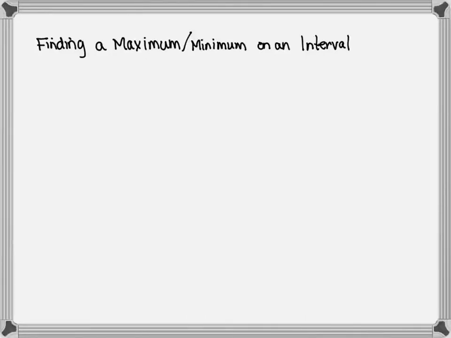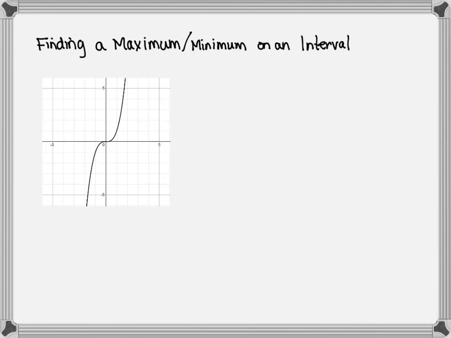Cubic functions don't have absolute maximum and minimum points, but I did want to go through a few examples where we are identifying for cubic functions the maximum or minimum on a given interval. So we're going to start by looking at a graph of the parent function. This is f of x equals x cubed.